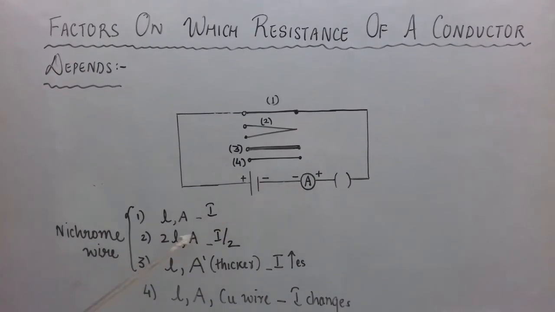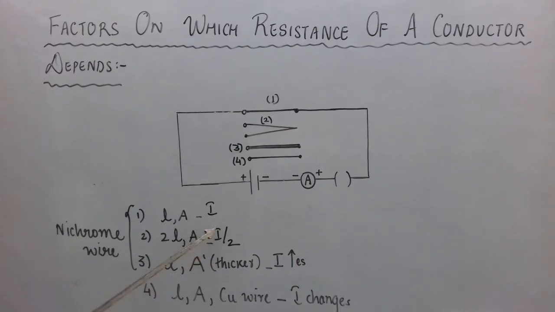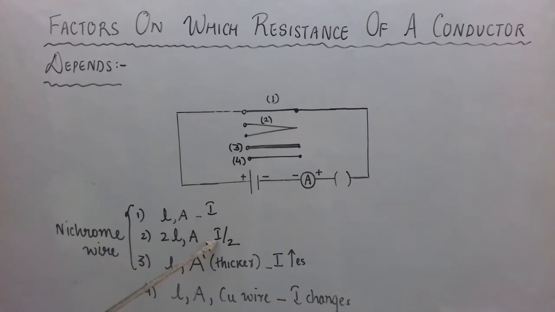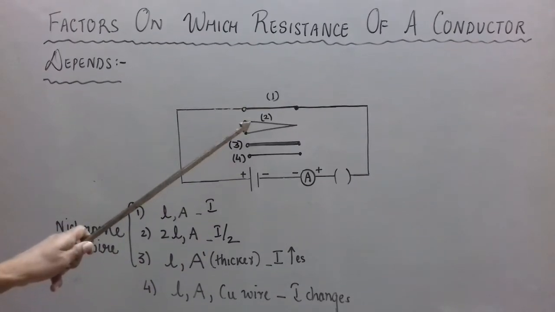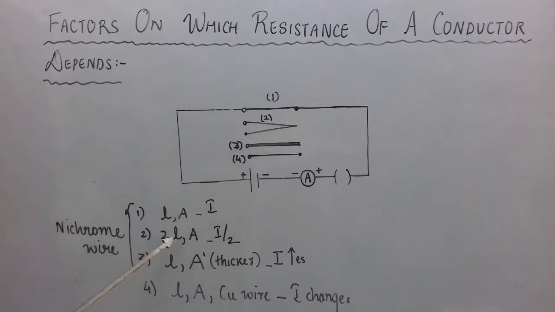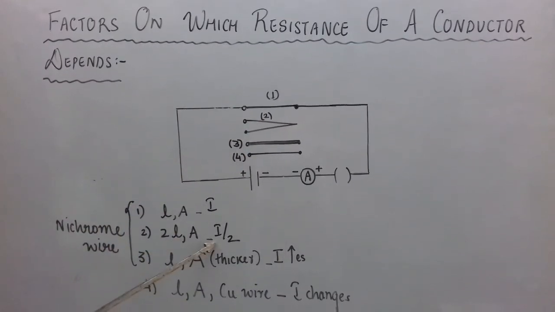It will be observed that the current reading is reduced to half. It is half of the previous reading. What is the change here? The change is only of length. Length is doubled and we have seen current is reduced to half.